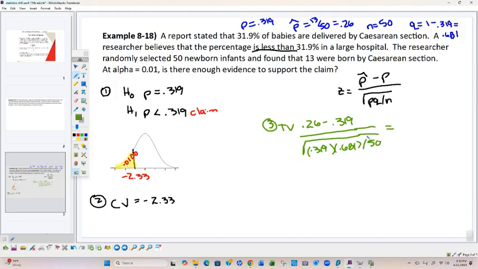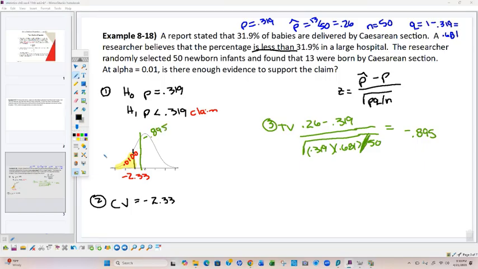Sorry, it's kind of messy. When you plug that in, you get negative 0.895. This thing doesn't like to do decimals. All right, so we got negative 0.895. Let's go see where that would fall. That would fall somewhere right in here. It's closer to 0 than negative 2.33. So that would be my negative 0.895.